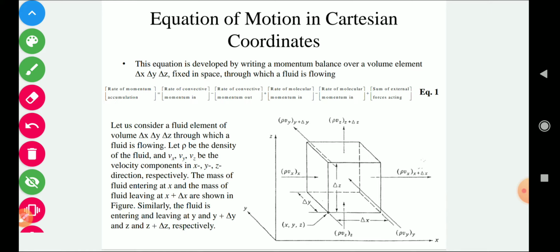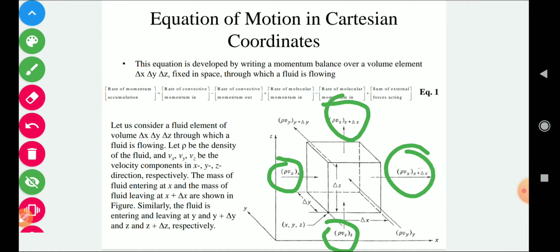Similarly, the fluid is entering and leaving at y and y plus delta y and z and z plus delta z respectively. So this one is x component, this one is y component in, z component in, z component out. Similarly, this one is y component in, y component out.